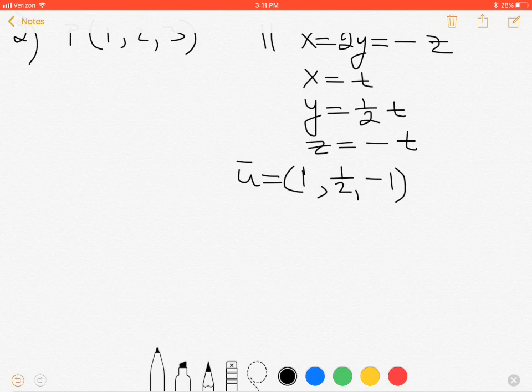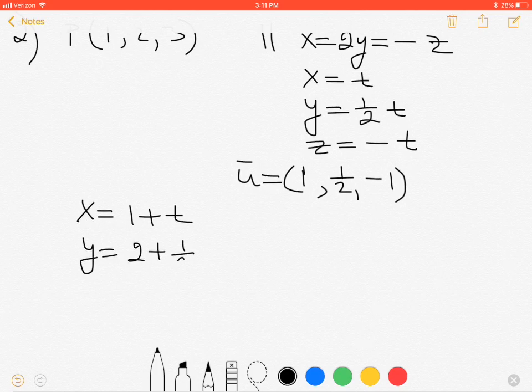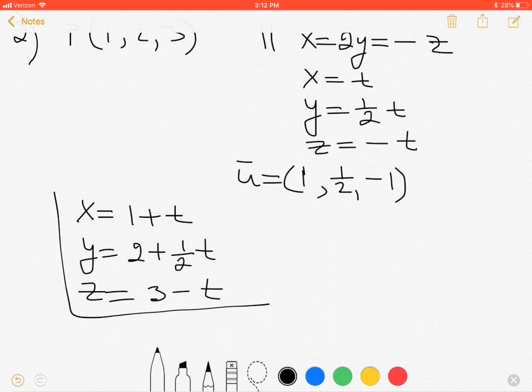We can write the new equation. This means the answer for our question is x equal 1 plus t, y equal 2 plus 1/2 t, and z equal 3 minus t. This is our answer. Okay.